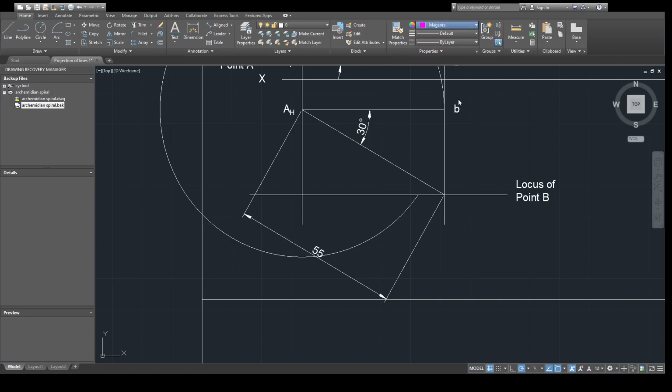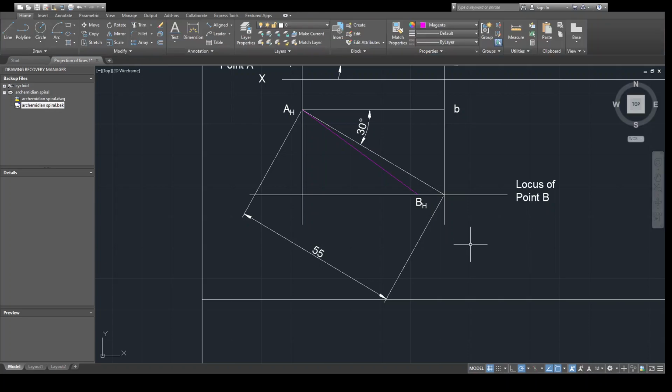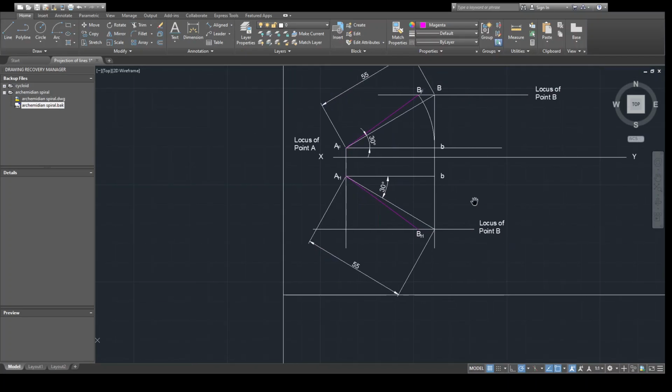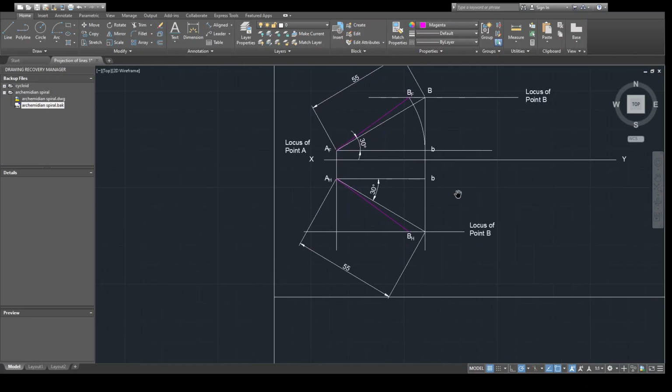I will take the magenta color. Similarly here, magenta color from AH to this point. So this is nothing but the BH point. Let us name it BH. Okay, so both the points AH and BH we have obtained, and AF and BF are also obtained. You can see AF, BF is the front view and AH, BH is the top view.